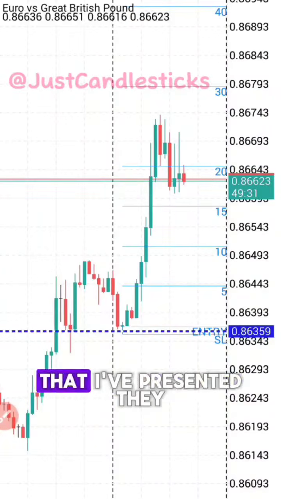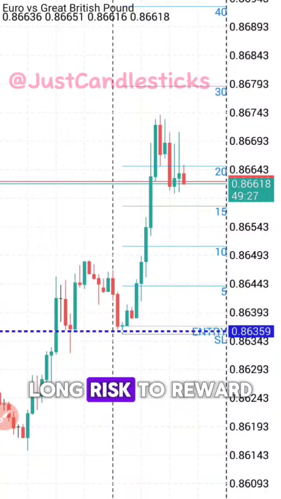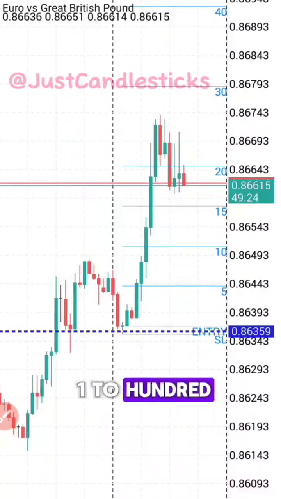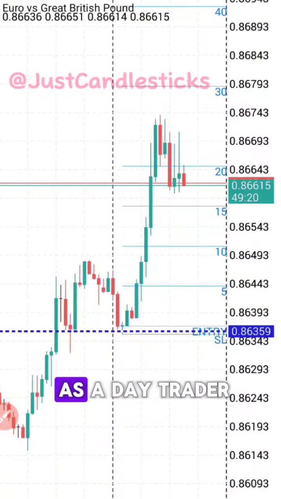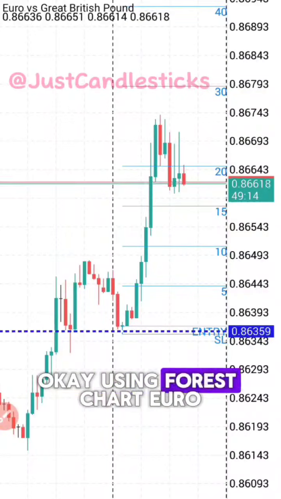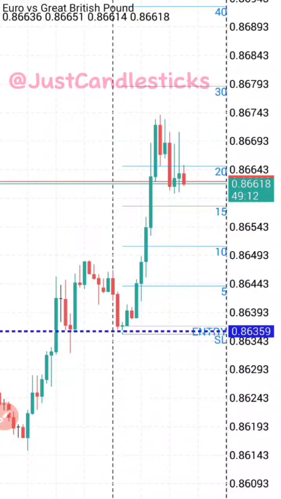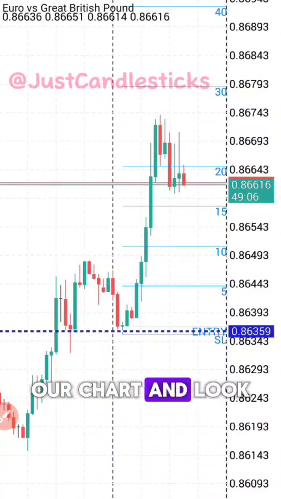Some of the charts that I've presented were synthetic indices, with long risk to reward, 1 to 100, 1 to 200. But I'm showing you something you can do as a day trader with 1 to 20, using a Forex chart, Euro GBP. So just get ready and let's get into our chart and look at what we're talking about.